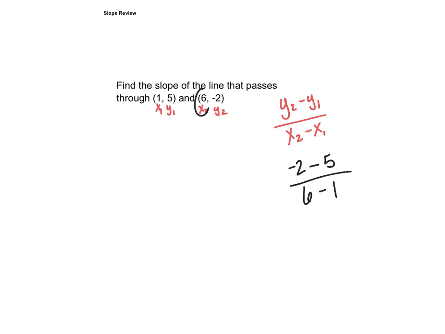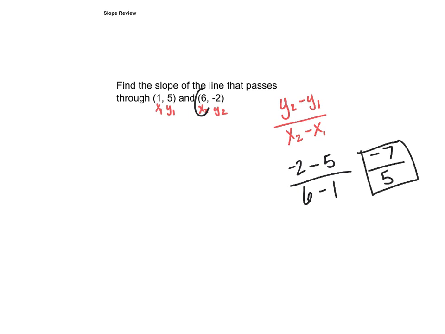Let's take a look at one more using the slope formula. y2 minus y1 over x2 minus x1. If I want to find the slope of a line that passes through these 2 points, I'm first going to label them, and then I'm just going to go ahead and plug them into the formula. In for y2, I would put my -2 minus y1 is 5, x2 is 6, and x1 is 1. Simplifying that would be a -7 over 5.